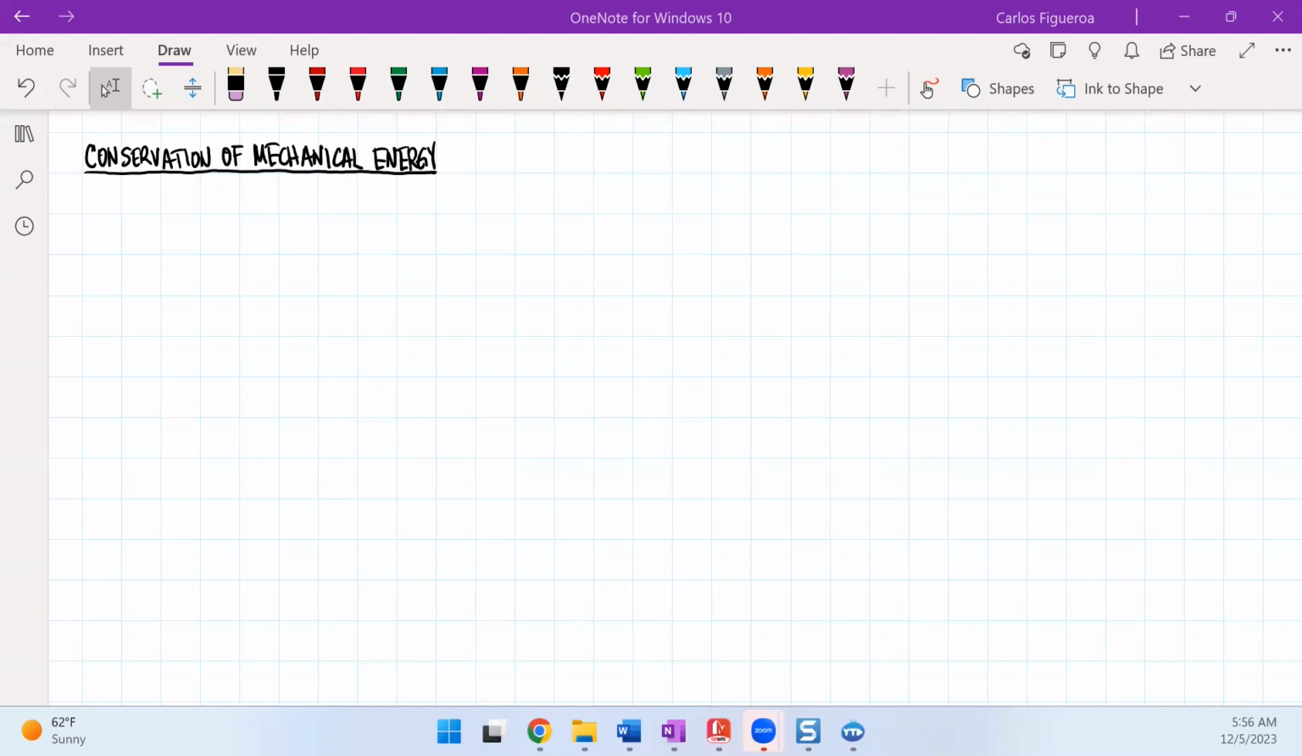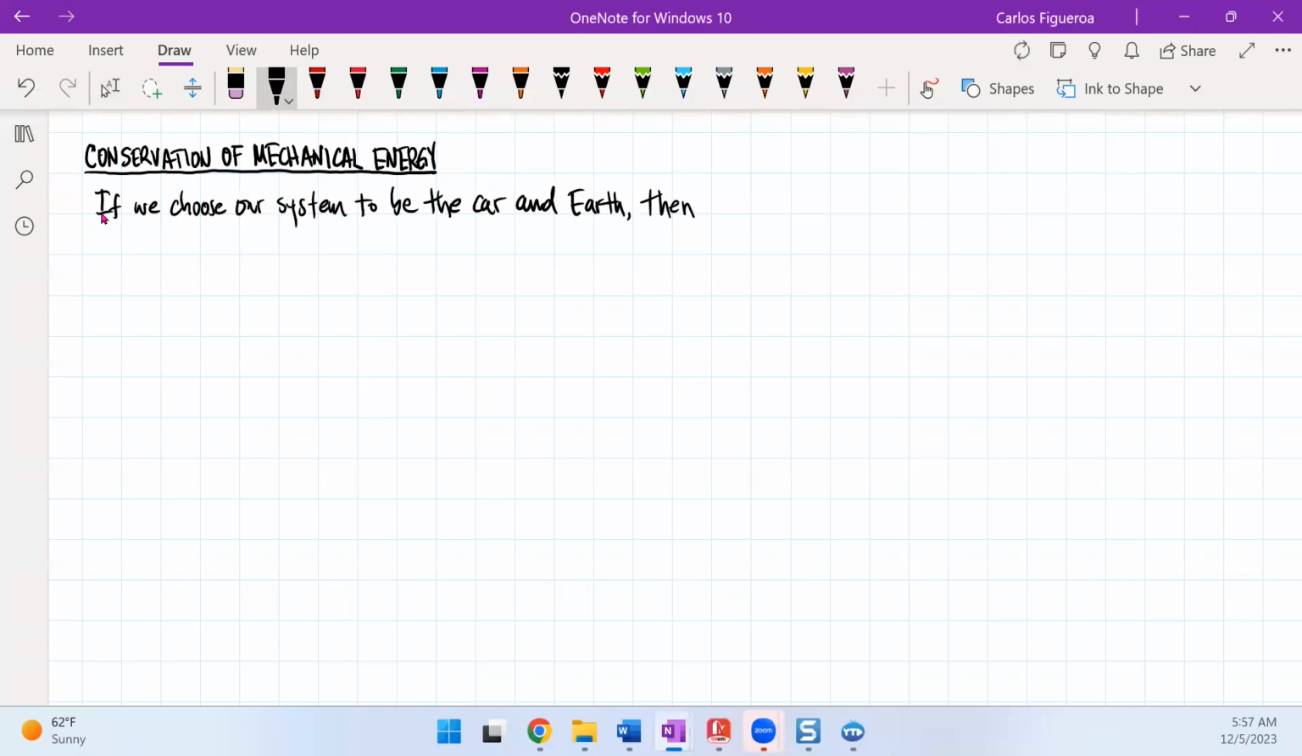I now want to resolve the problem using conservation of energy. So the big difference here is how we choose the system. If we choose our system to be the car and Earth, then gravity will not change the total mechanical energy.